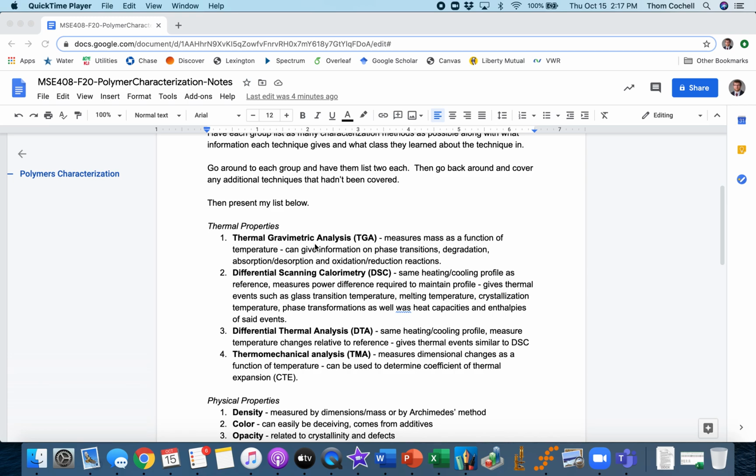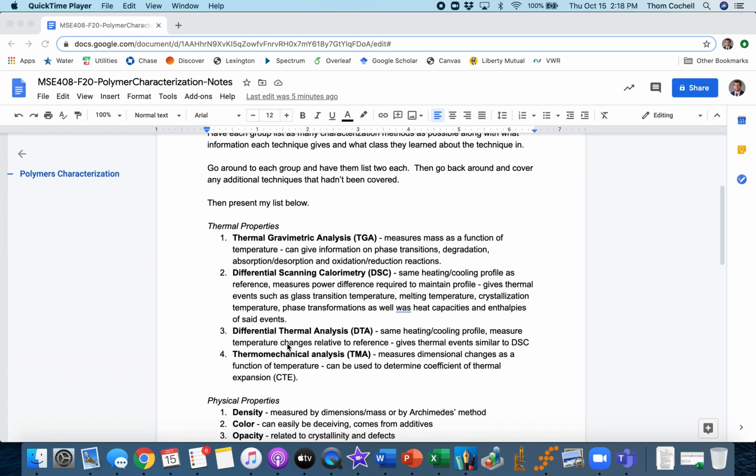TGA, or thermal gravimetric analysis, is another. This measures the mass as a function of temperature. A lot of these names are named after what they do. So this measures mass as we heat something up, typically. This can give us information about phase transformations, degradation, any absorption or desorption events, so if there's water in the structure, and also oxidation or reduction reactions, because you're measuring the mass.